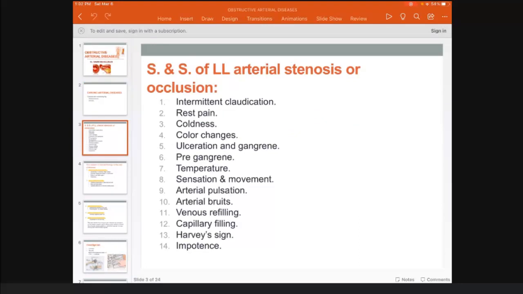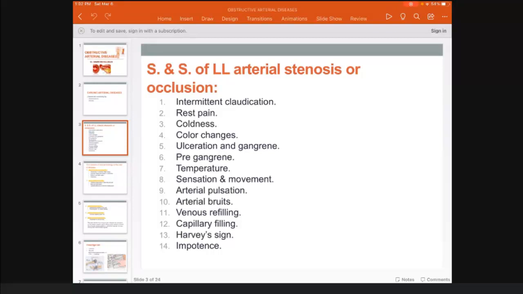Now, what are the signs and symptoms of lower limb arterial stenosis or occlusion? First of all, you should take a history from the patient about intermittent claudication. What is the meaning of intermittent claudication? It means painful muscle spasm that occurs when you do exercise.